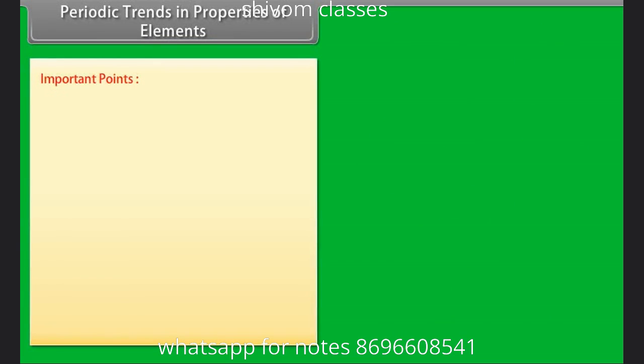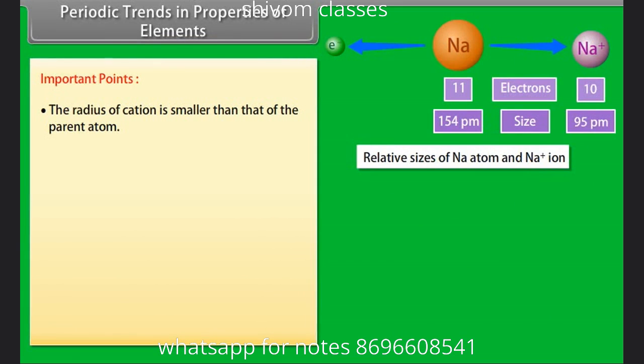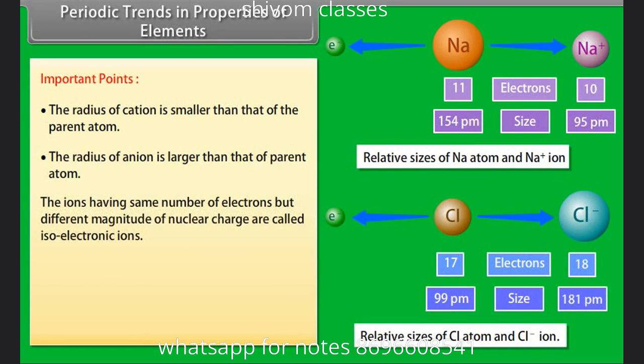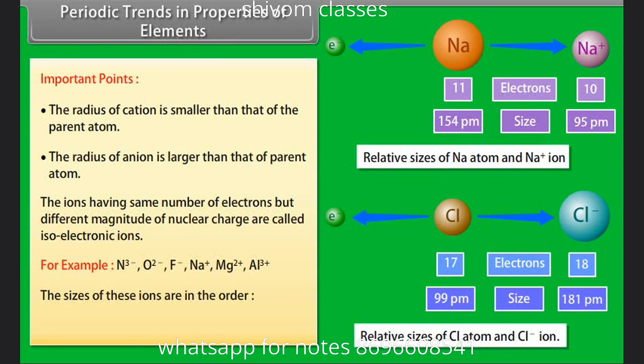Important points. The radius of cation is smaller than that of the parent atom. The radius of anion is larger than that of the parent atom. The ions having the same number of electrons but different magnitude of nuclear charge are called isoelectronic ions. For example, the size of these ions are in the order given.